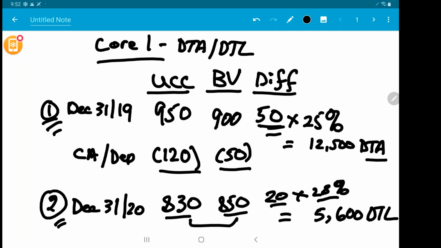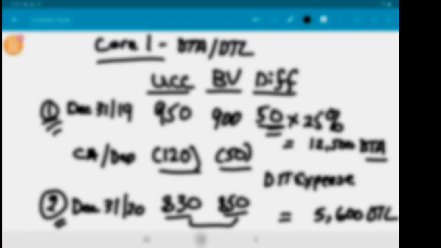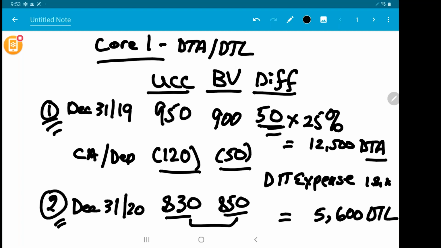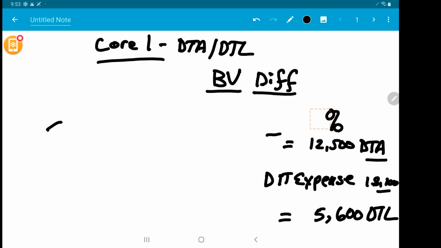Now, I numbered the steps here, 1 and 2. As I said in my document, it's very important that you go balance sheet to balance sheet. And from here, now we're able to get our DIT expense for the year. So to go from a 12,500 DTA to a 5,600 DTL, you'll need a DIT expense for the difference. Oh, I apologize. 18,100. Okay. So what I'll do over here is I'll just erase this for a minute and just put these numbers, just make myself a little bit of room on the whiteboard.